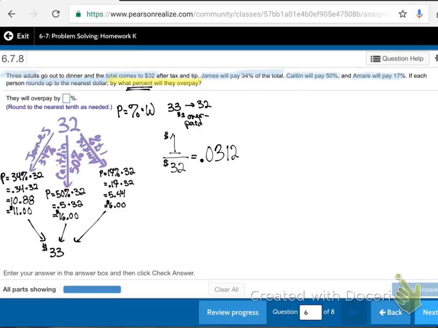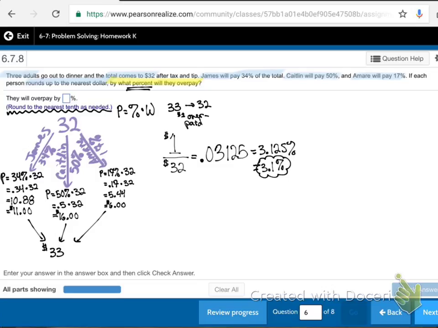1 over 32 is 0.03125, which is 3.125%. But it says round to the nearest tenth as needed. So let's round to the nearest tenth, 3.1%. So I overpaid by 3.1%. Not that big of a deal, but someone is owed $1.